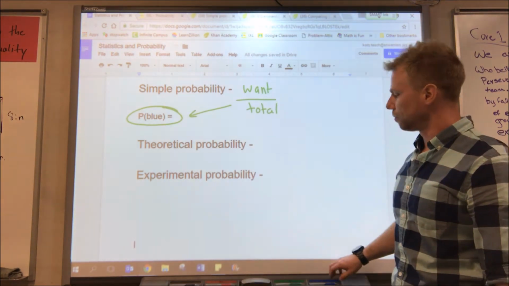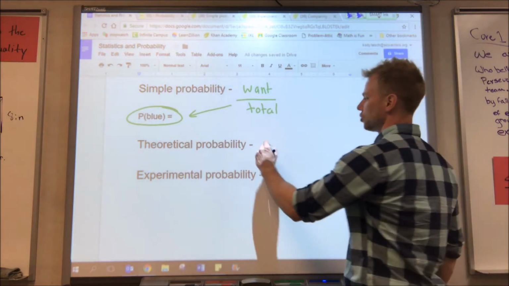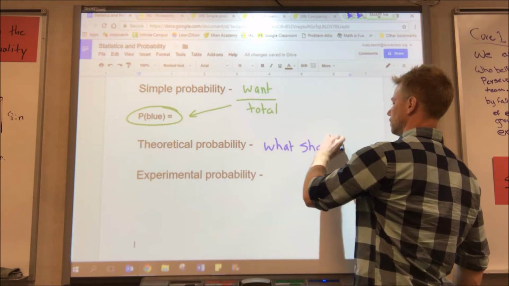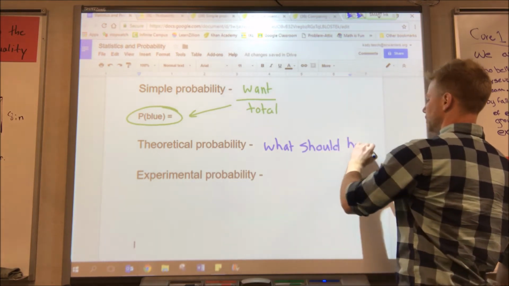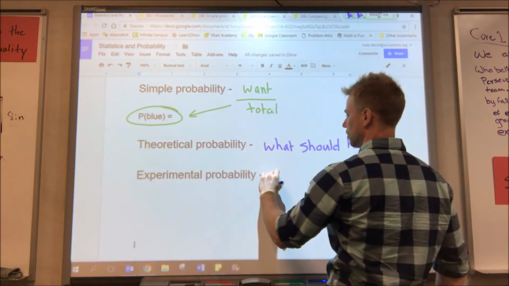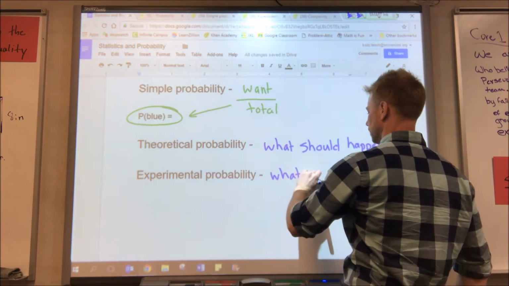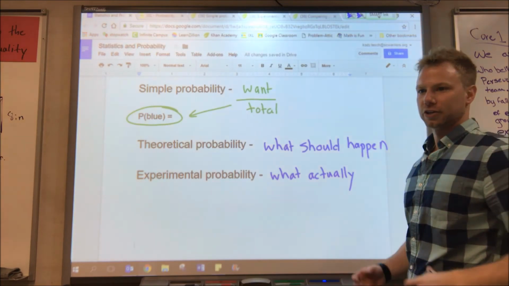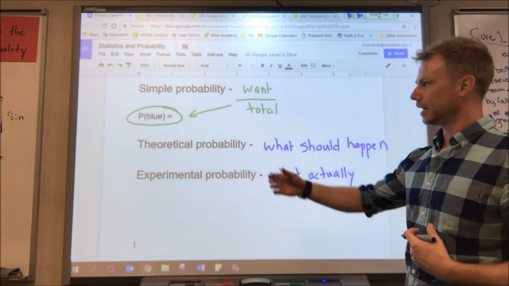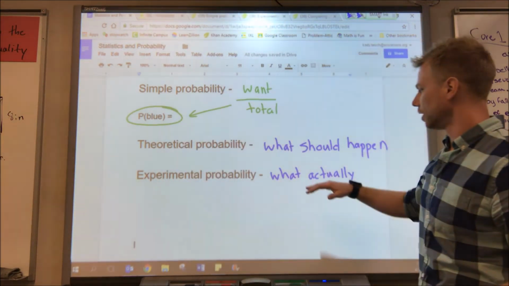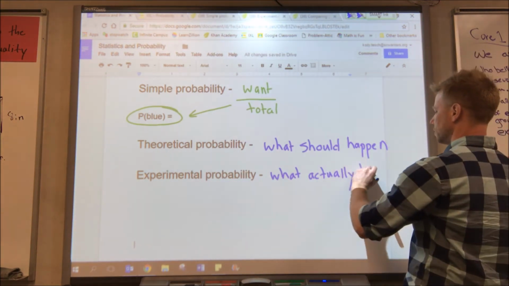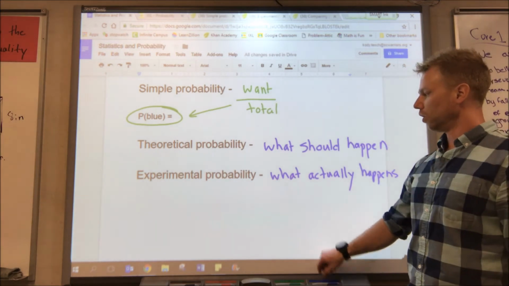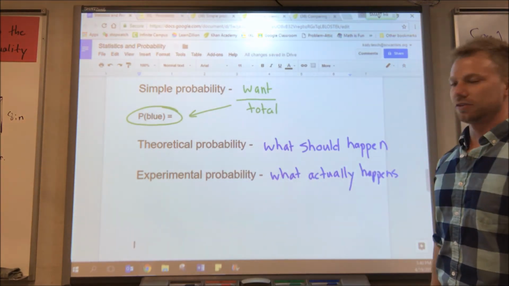Then theoretical probability is what should happen. And experimental probability is what actually happens. Okay, so when you do the experiment, you pull marbles out of a bag to figure out the probability of a blue one. What actually happens is the experimental probability. What we think should happen is the theoretical.